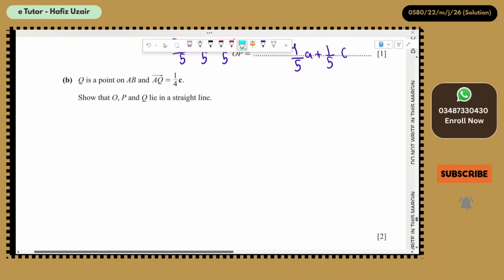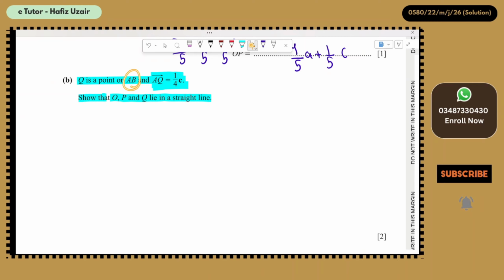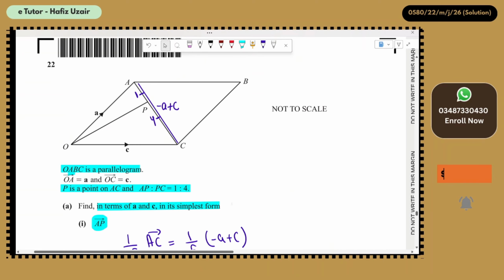Q is a point on AB such that AQ is equal to 1 over 4 C. Show that O, P and Q lie in a straight line. So basically Q is a point on AB, and you need to show that O, P and Q lie on a straight line. So we have Q somewhere over here.